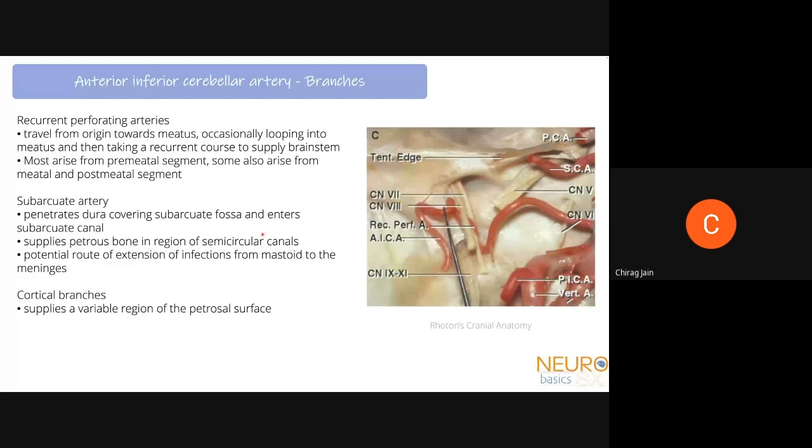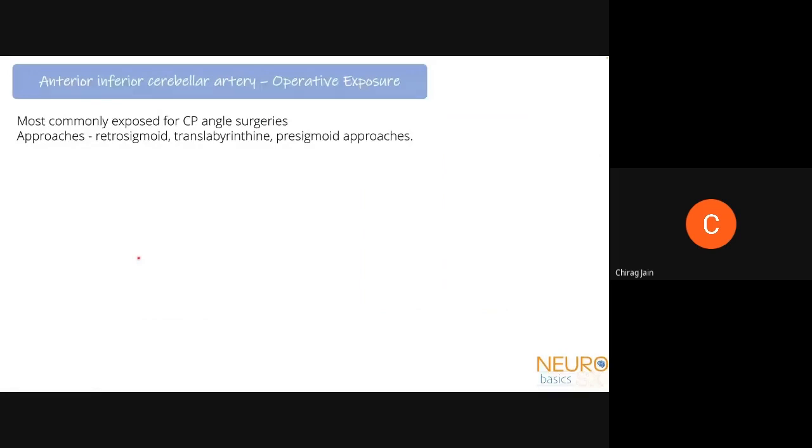The anterior inferior cerebral artery, since all of it is lying anterior to the brainstem, can be approached by the lateral approaches to the CP angle, usually the retrosigmoid, the translabyrinthine, or the presigmoid approaches.